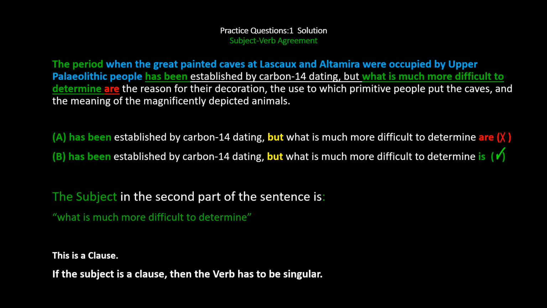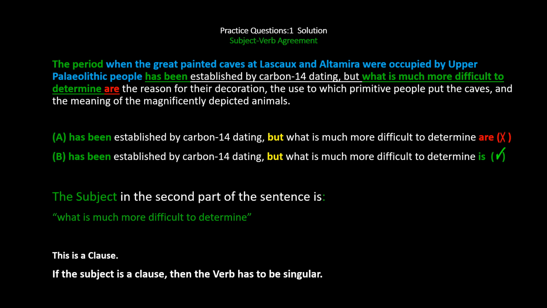Also, both the options have a conjunction, but, or a parallel marker. That means after but there is another subject, or the subject in the second part of the sentence is what is much more difficult to determine.